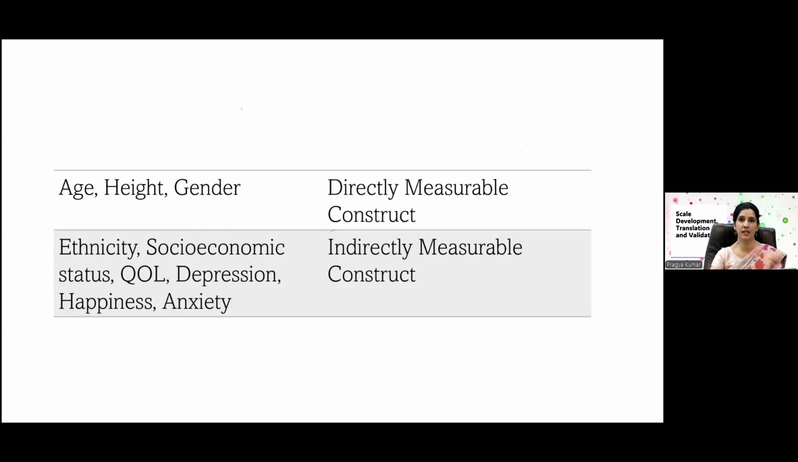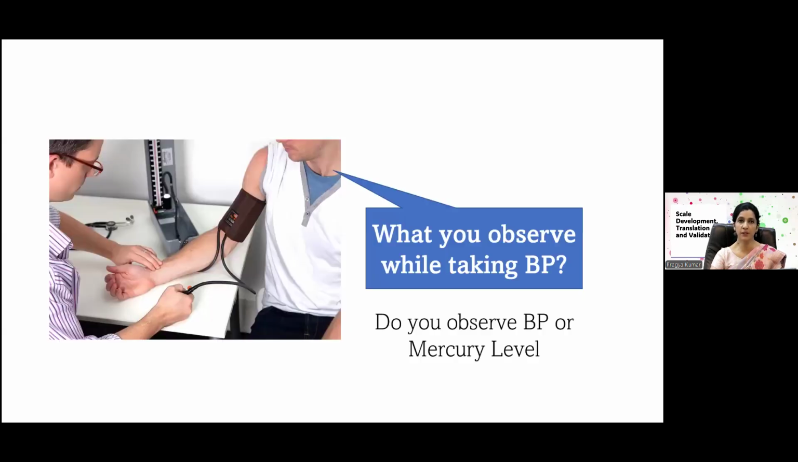You can see that age, height, gender are directly measurable, and ethnicity, socioeconomic status, quality of life, depression, happiness, anxiety are indirectly measured. Yes, Ayushi is writing happiness. So when you are measuring blood pressure, what do you see? Actually, here also you are not directly observing, but since the mercury level tells you indirectly the level of blood pressure. The ideal way is to do it intra-arterially, which would be the true blood pressure. But since we cannot do that, we take it through the sphygmomanometer.